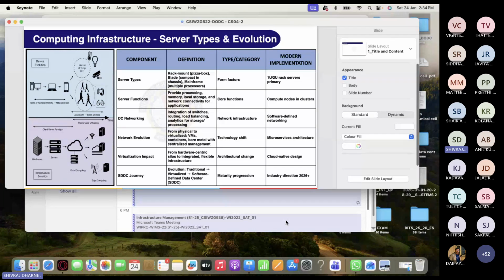So has anybody heard about pizza box? What is a pizza box server? Have you heard about this? Yes or no? Pizza box server, basically rack mount. Okay, so a pizza box server is basically a very thin, flat rack-mounted server that looks like a pizza box in shape and size, and that's why the name. It's a rectangular design. Not for food, but very thin rack servers.